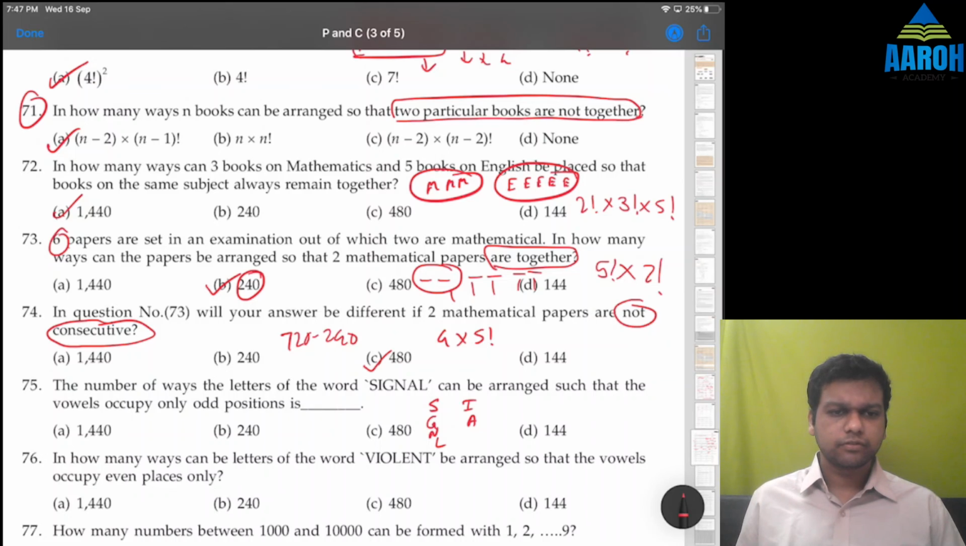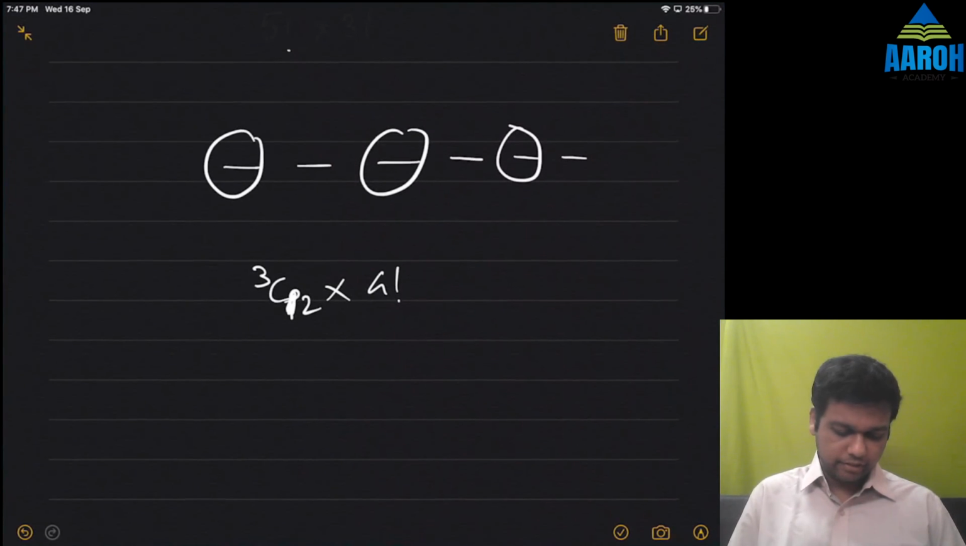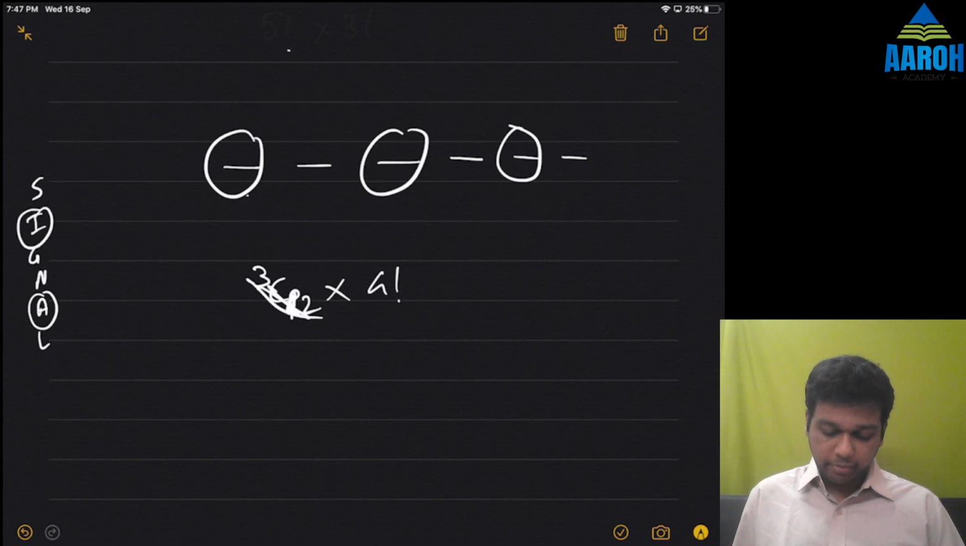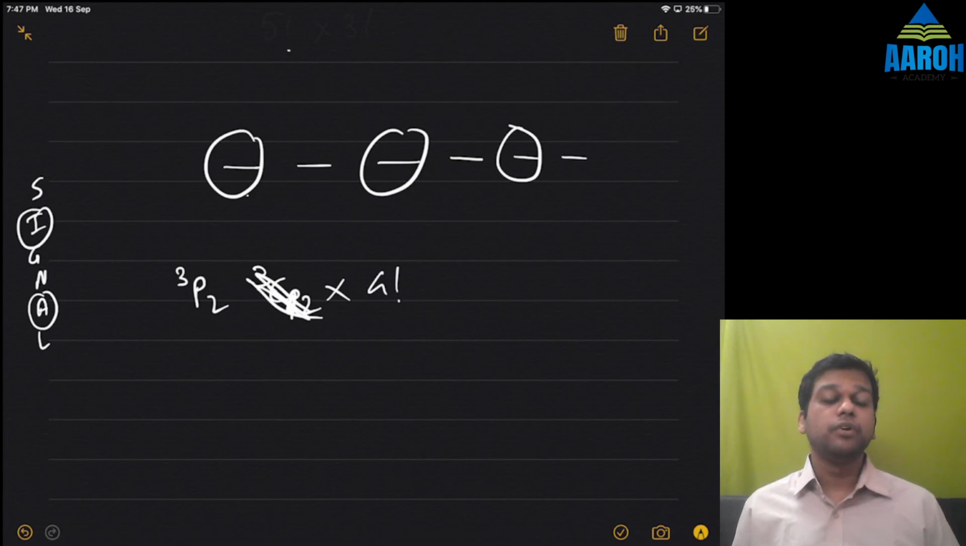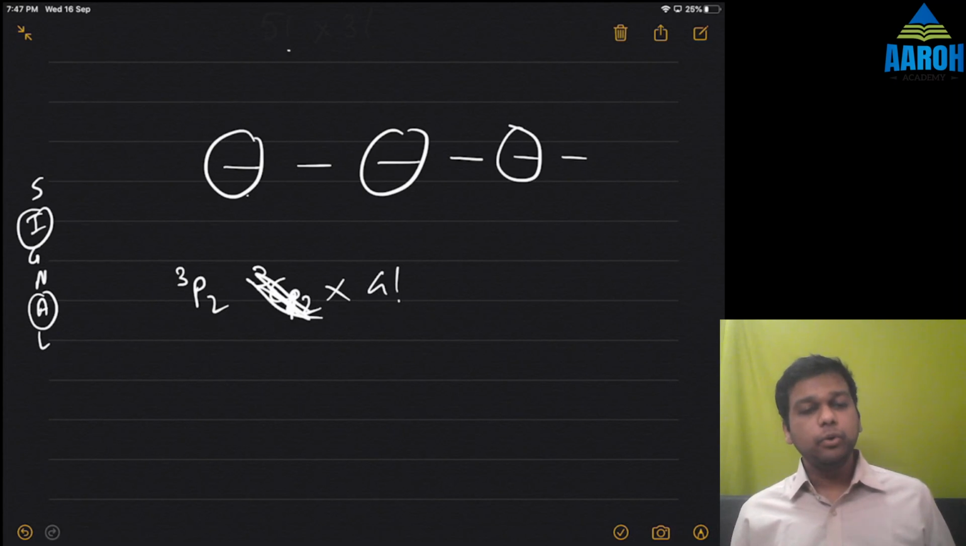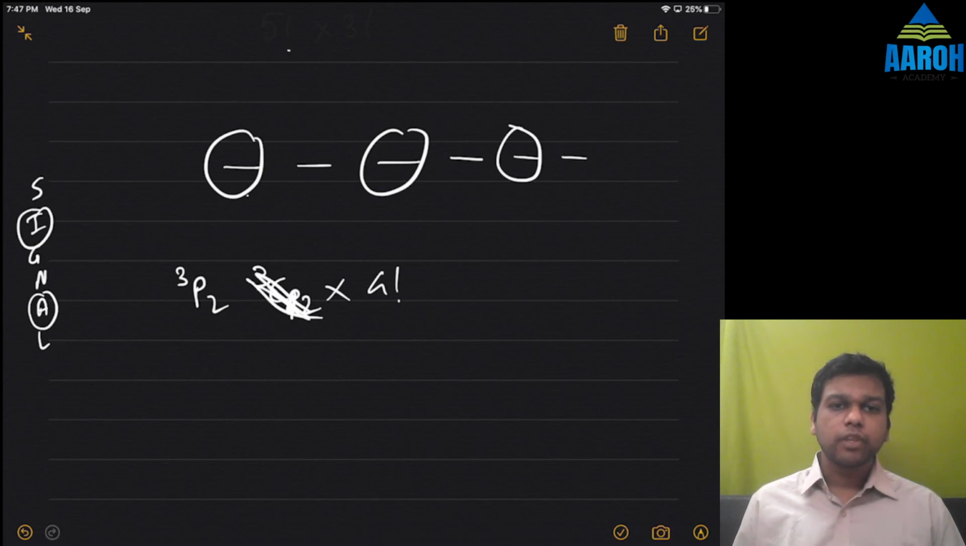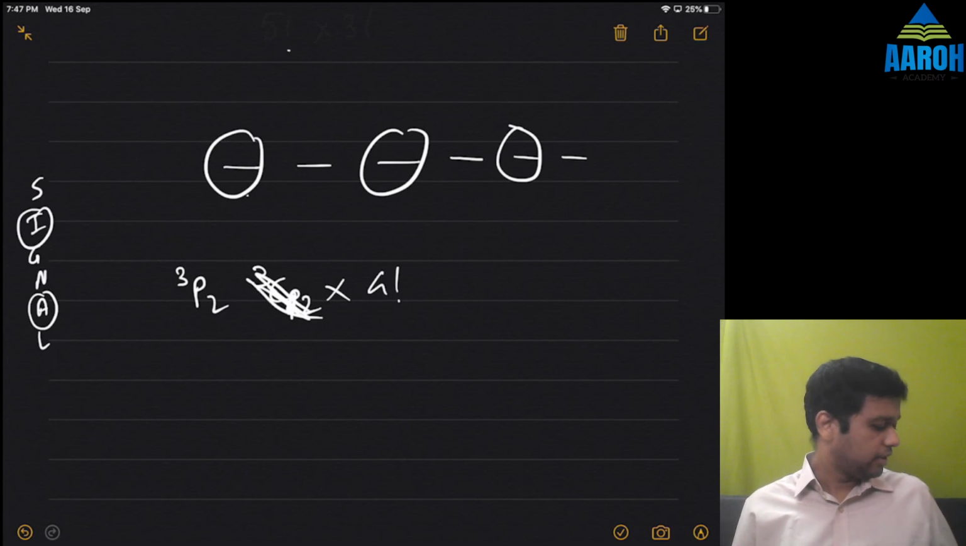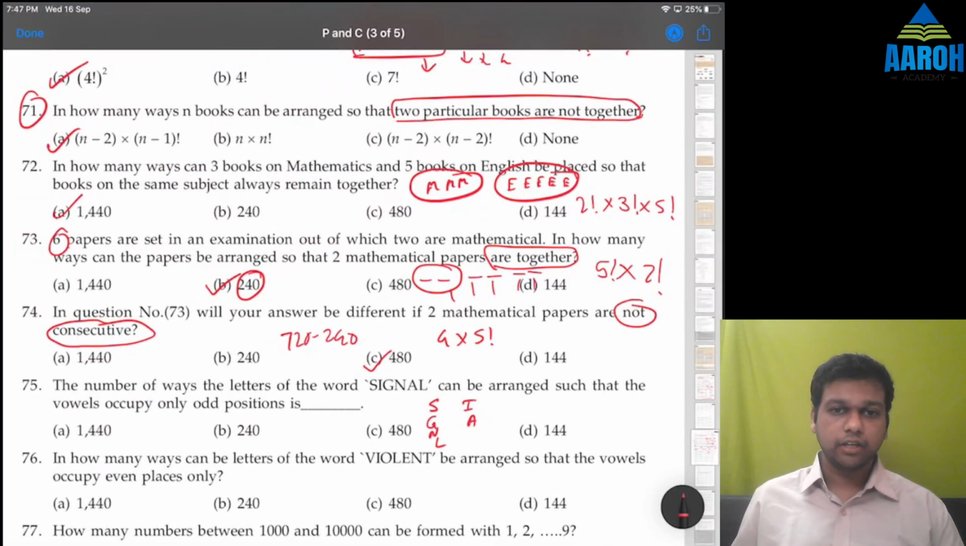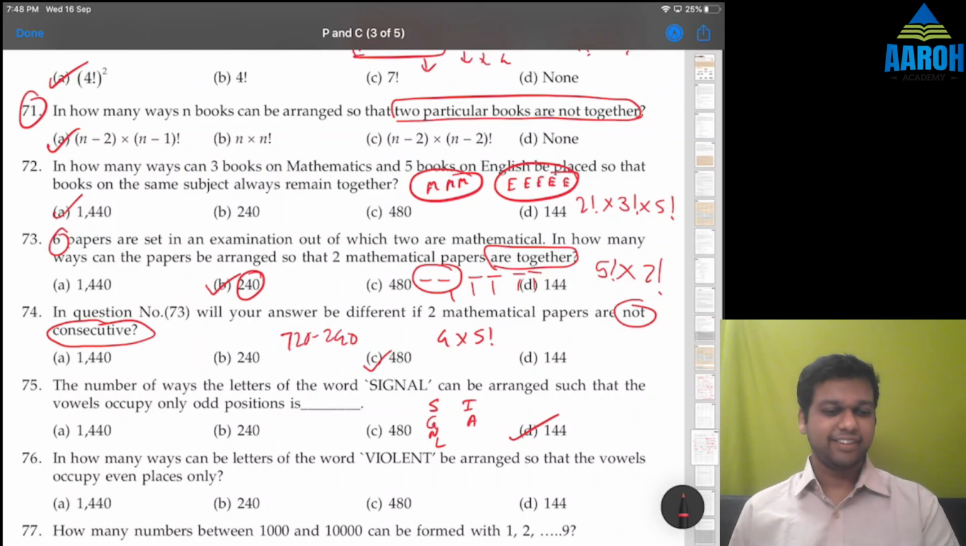Which option? Vowels occupy the odd position. S, I, G, and A, L. Sorry, it should be 3P2. 3P2 into 4 factorial. We are arranging, right? 3P2 into 4 factorial. How much is 3P2? 3 factorial into 4 factorial. How much is 24 into 6? 144. 144 will be the correct answer. Option E. Okay. Fine. So next video we'll go to 76 to 100. Okay. Bye.